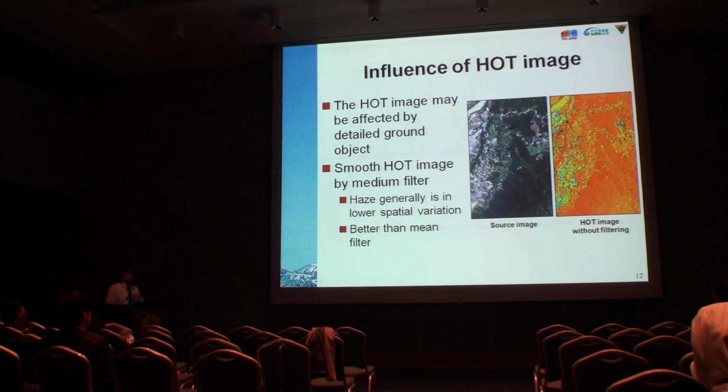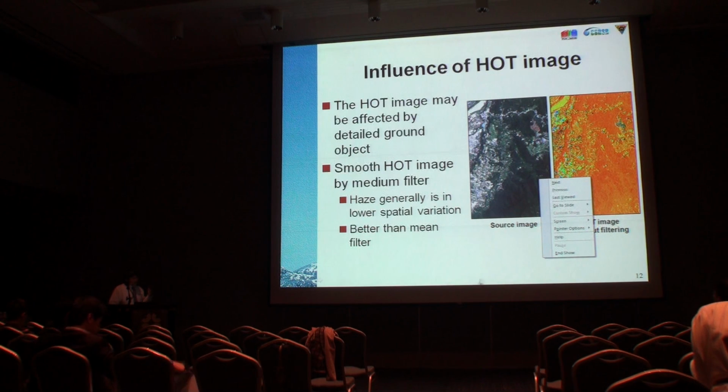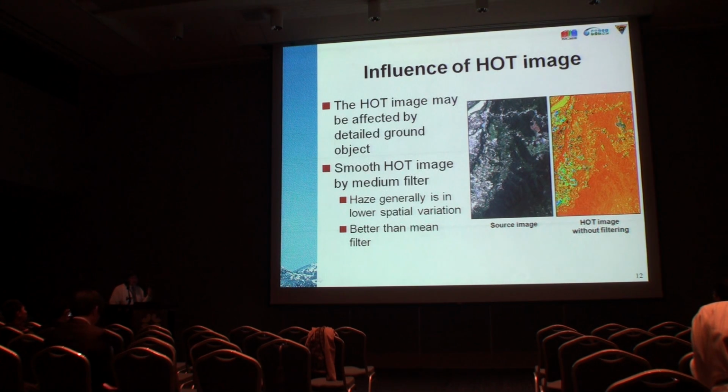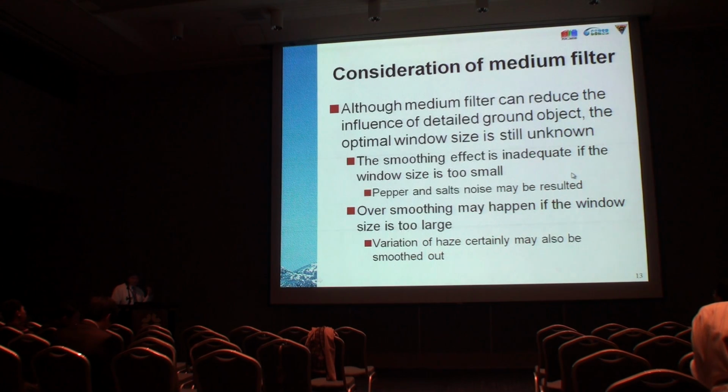So first we make a modification of the equivalent dark object, and then we apply a smoothing filter to smooth the haze value spatially. Because originally, if the haze image is not smooth, it will show some detailed brown object. It obviously does not come from the haze, it comes from the brown object. So we use a median filter to smooth this image. But the problem is the window size of the median filter is still not determined.